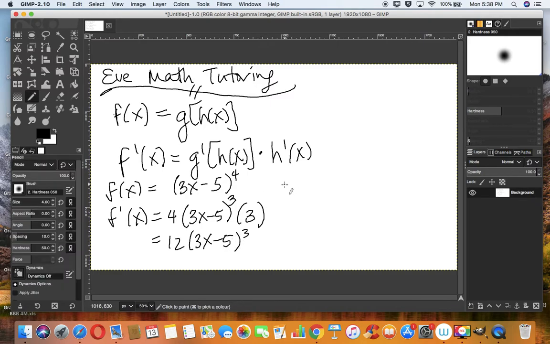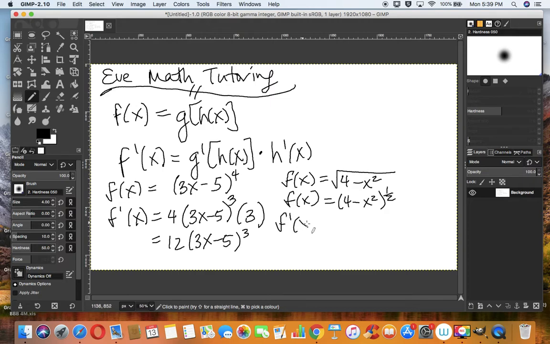Or if we have another function, f of x equals root of 4 minus x squared, first I would rewrite the function as f of x equals (4 minus x squared) to the half, and then I would take the derivative. So I would use the power rule. I would bring down the half, (4 minus x squared) to the negative a half, because I would subtract 1 from this exponent here. And then I would use the chain rule. I would take the derivative of the inside.